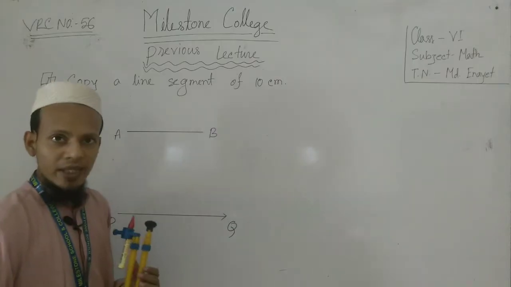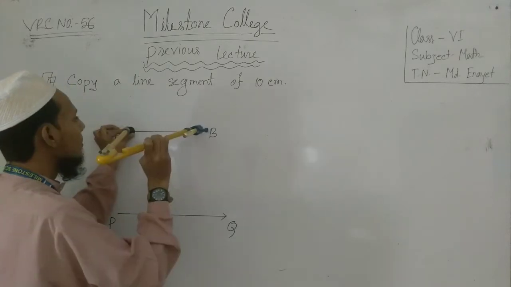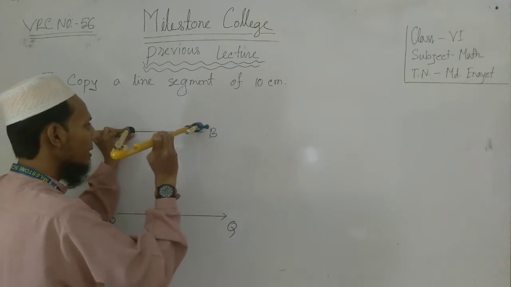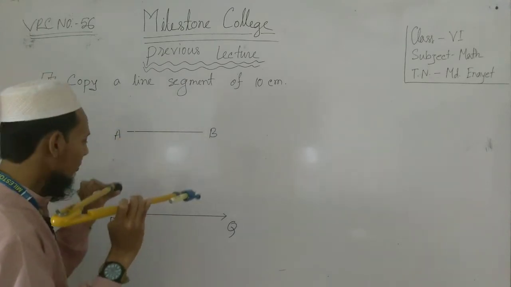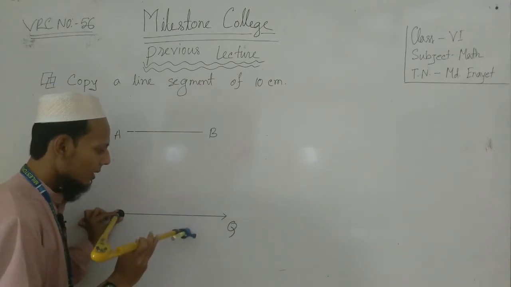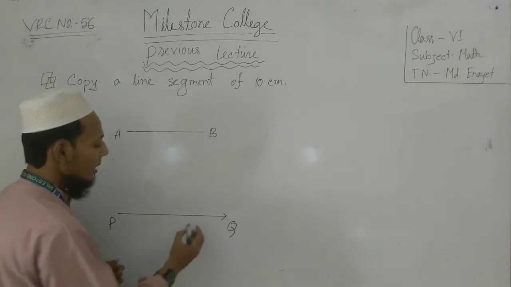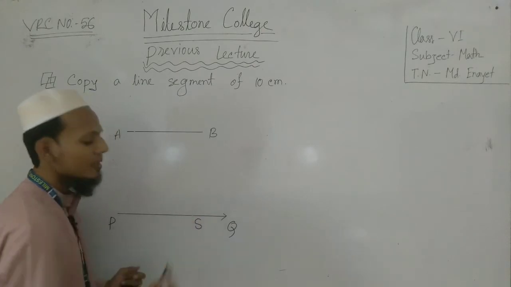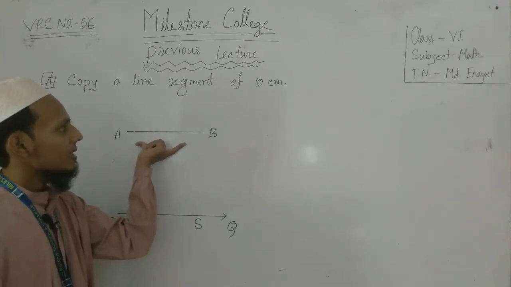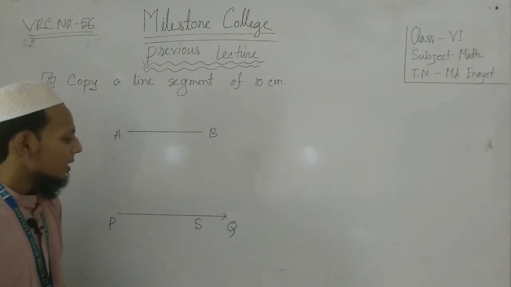My dear students, using pencil compass you will take the measurement of AB. So using this compass I am taking the measurement of AB. Okay. So now with the measurement, taking P as center, we will draw an arc on PQ that intersects the ray at point S. So here PS is the copy of the line segment AB, obviously with the measurement of 10 centimeter. So it is so very much easy.